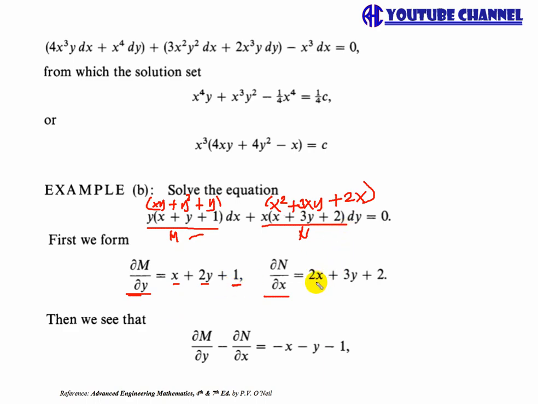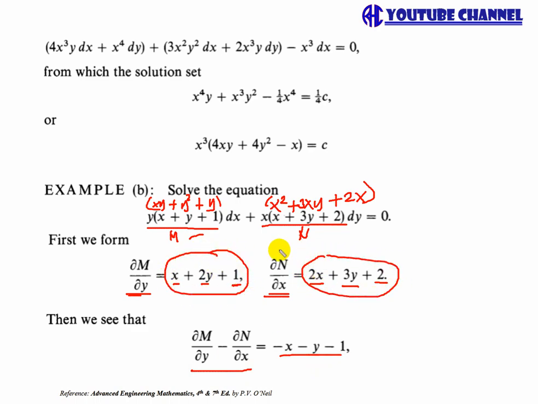Okay, then, of course, the function N with respect to x. So, from this given equation, x squared becomes 2x. 3xy becomes just 3y. Then 2x becomes just 2. Then, we need to get the difference of the partial derivative of M with respect to y and the partial derivative of N with respect to x. So, when we subtract, this becomes the result. All those terms, we subtract here. So, the result is negative x minus y minus 1.